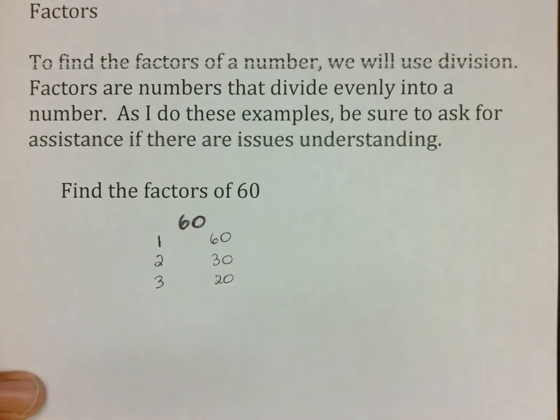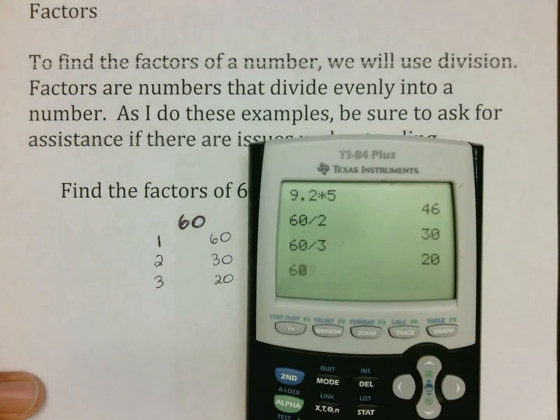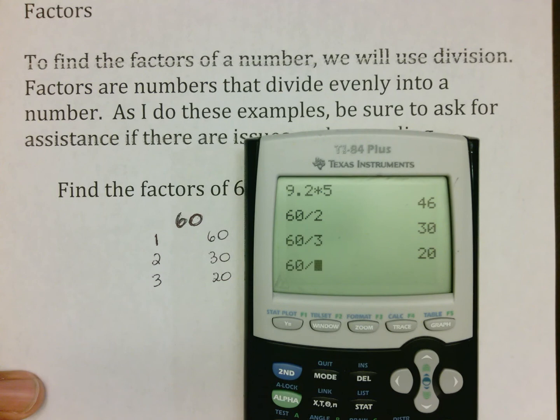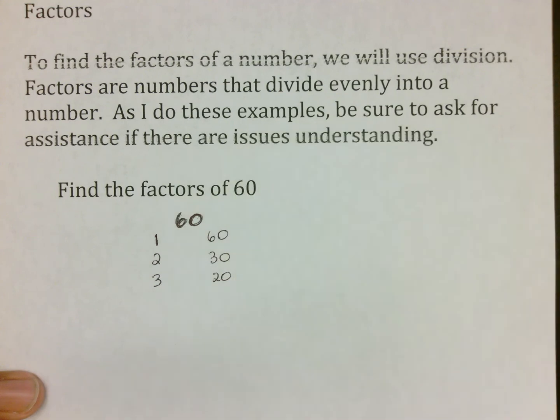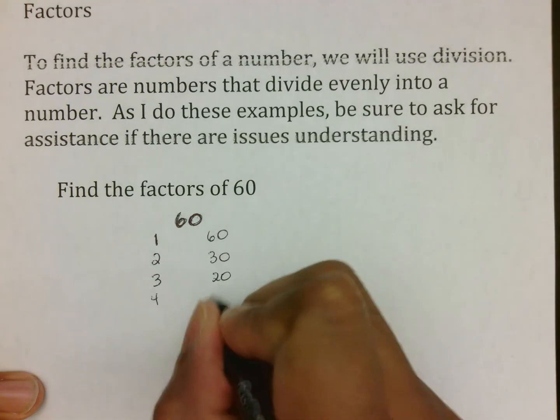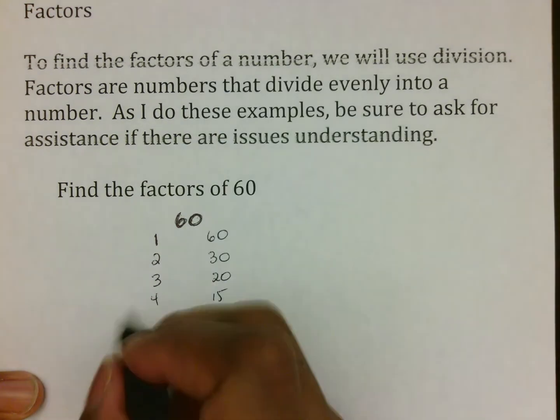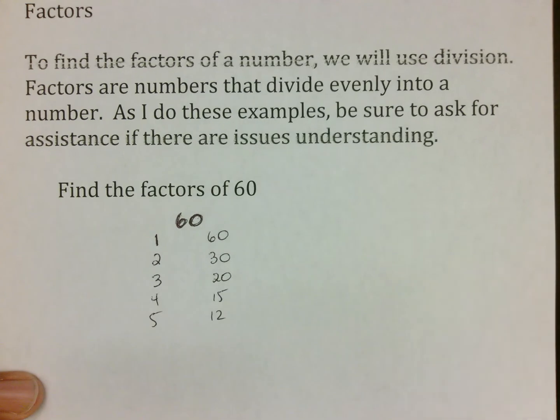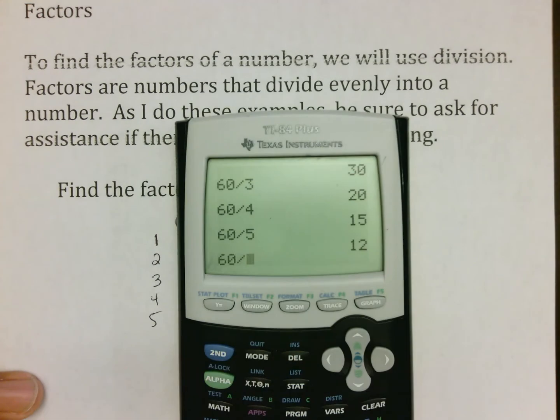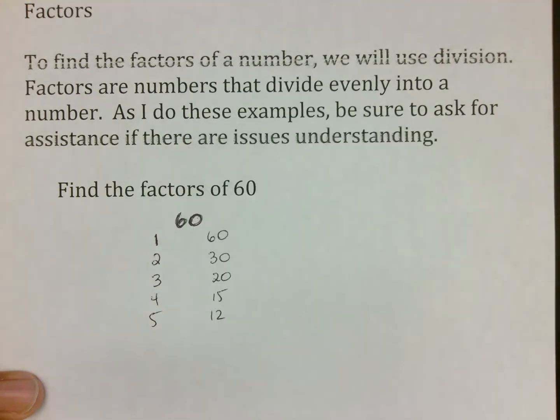Notice all we do is keep that pattern. Now we do 60 divided by 4, which is 15. Then we do 60 divided by 5. Again, we just keep going up the list. 5 times 12. So 60 divided by 5 is 12. 60 divided by 6 is 10.